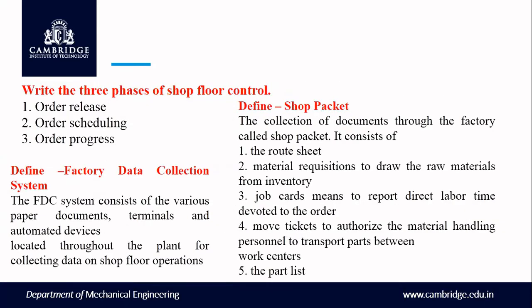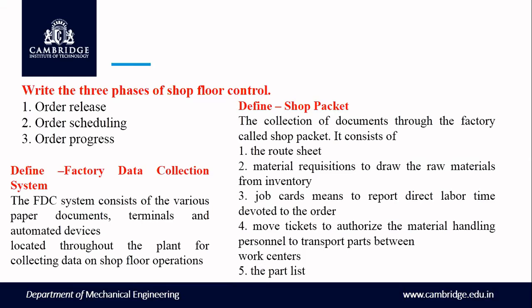And then there are three phases of shop floor control: order release, order scheduling, order progress, and then factory data collection. The system consists of various paper documents, terminals, and automated devices. Nowadays, paper documents are replaced by soft copies, as they have started cost cutting. Everybody has to start using only soft copies, and unless you need it, you can take a Xerox copy or something like that, for collecting data on shop floor operations.